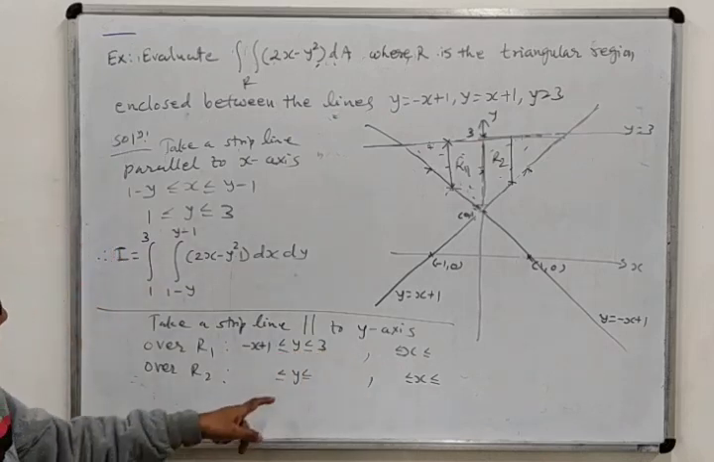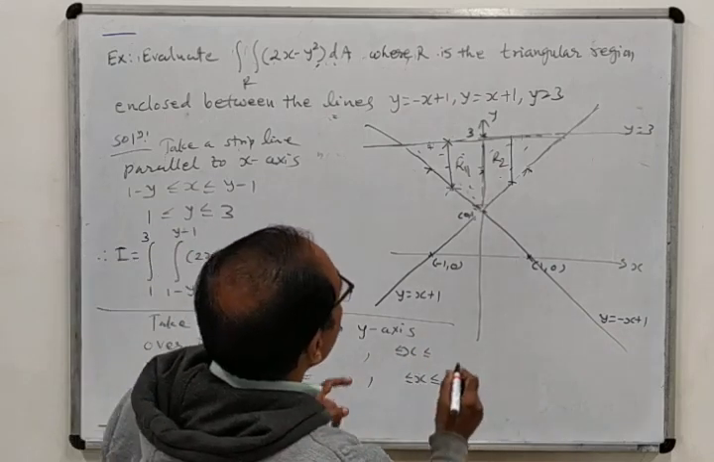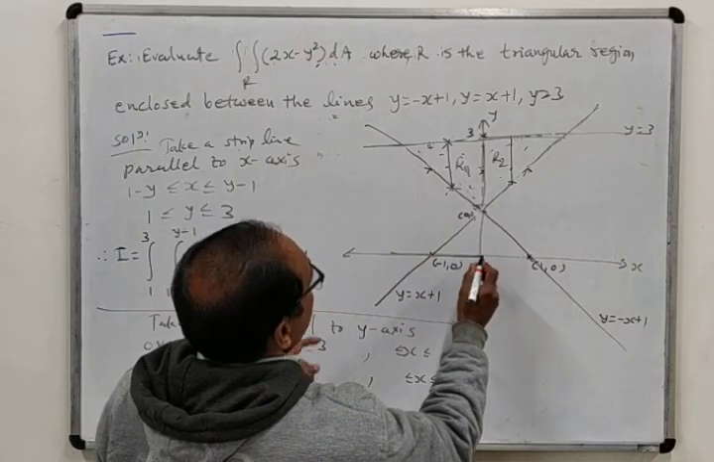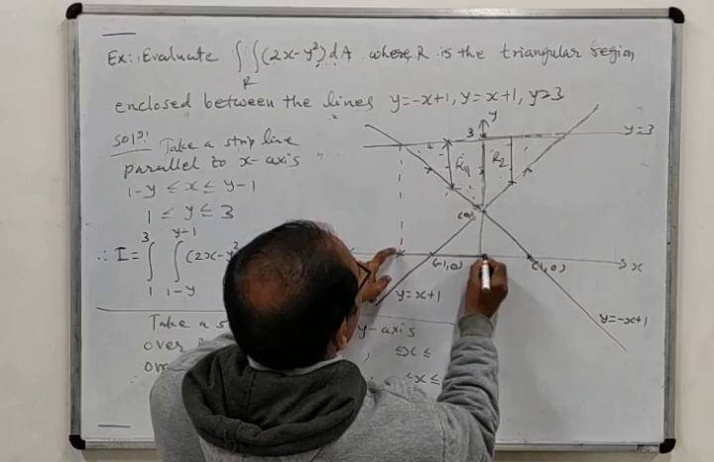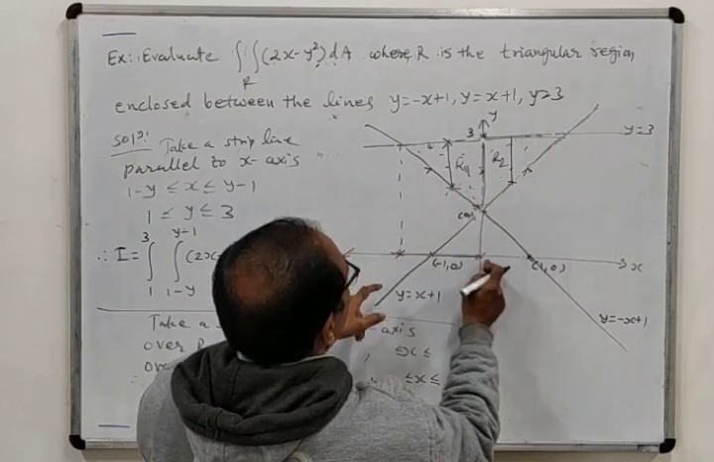Then we will see the limits of x. Limits of x, for that see x-axis. Look at the x-axis. And see on x-axis this region lies between these 2 points, this point to this point. See, this region lies between these 2 points on x-axis.